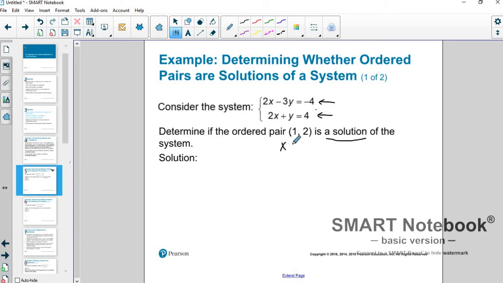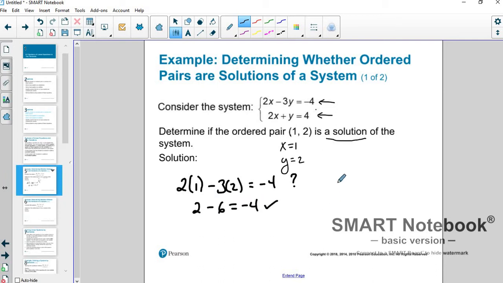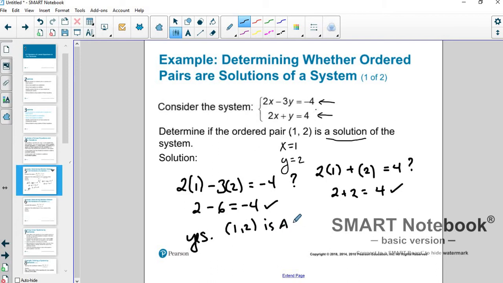If I take 1 as x and 2 as y, and plug those in, I should get something that's true. In the first equation, I get 2 times 1 minus 3 times 2 equals -4. Is that true? Well, 2 minus 6 equals -4. Yep, that's true. But that's only for the first equation. Now I have to check the second one. I get 2 times 1 plus 2. Does that equal 4? 2 plus 2 equals 4. Yes, we know that to be true. And so yes, (1, 2) is a solution.